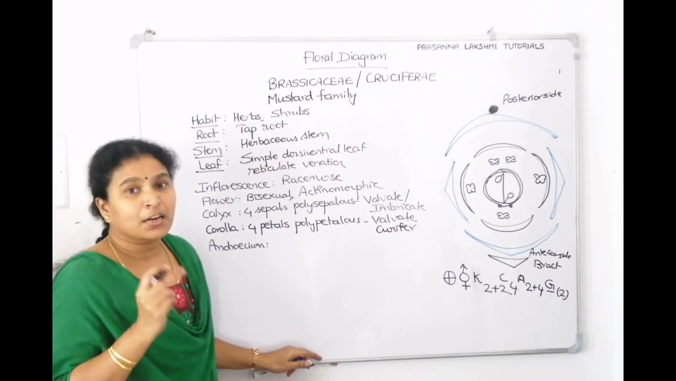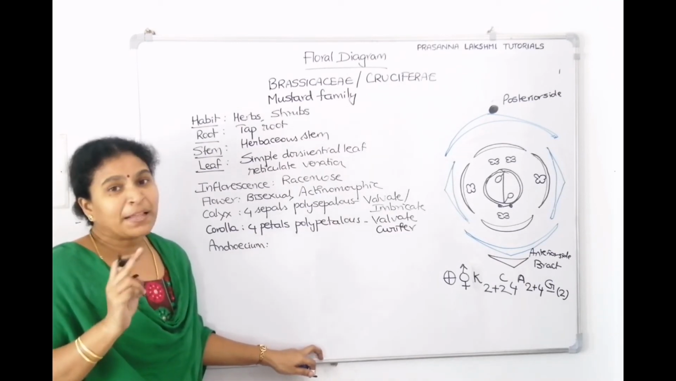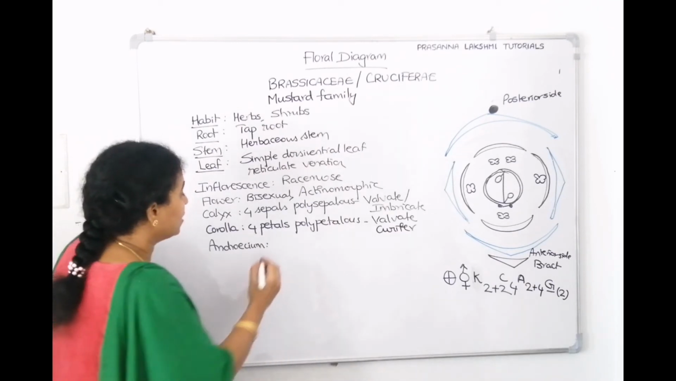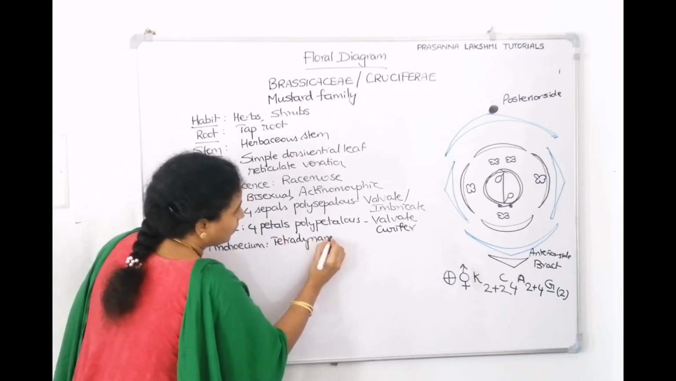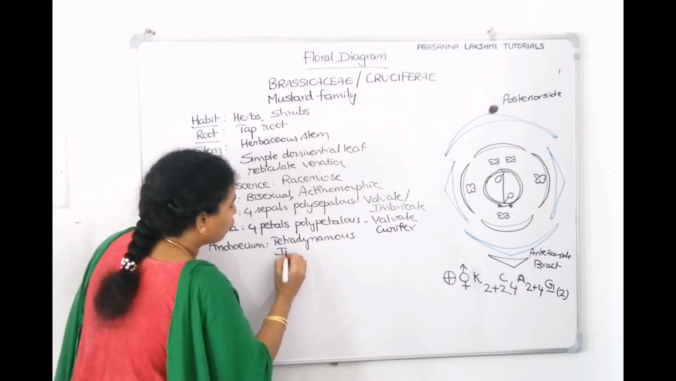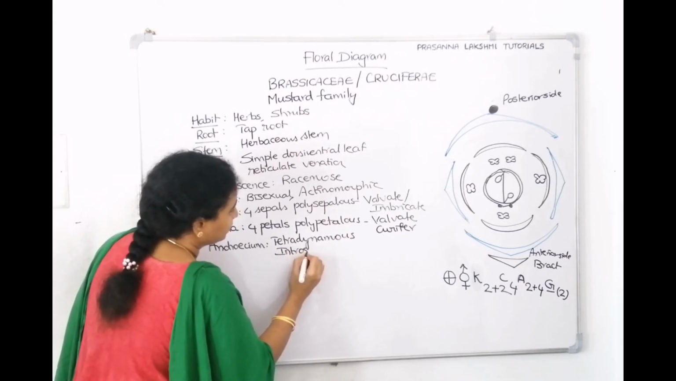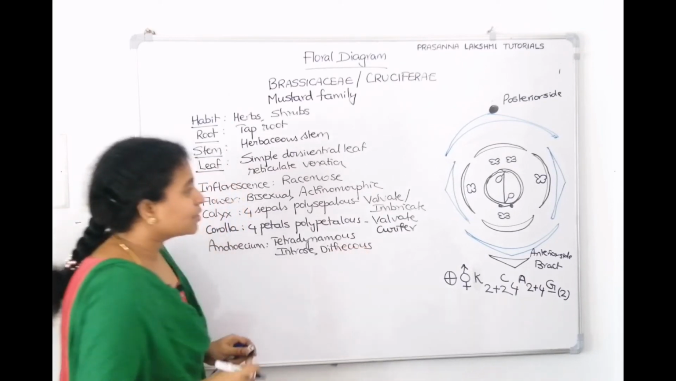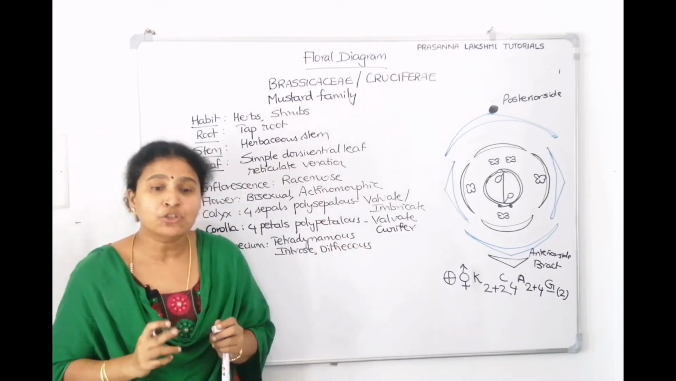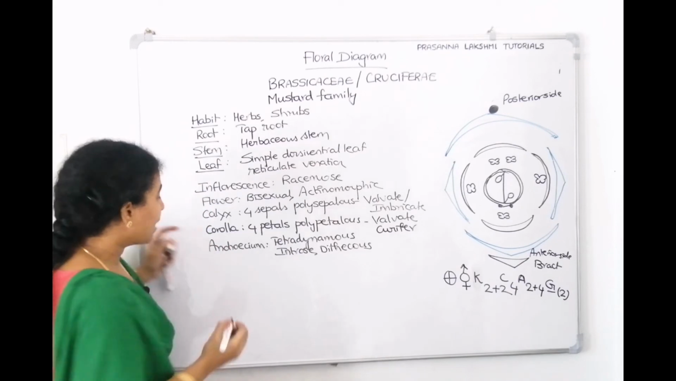How many stamens are there? 6 stamens are there, 4 plus 2. What is it called? Tetradynamous condition. And it is introrse. Dithecous means each stamen is having 2 lobes. That is androecium. Coming to gynoecium.